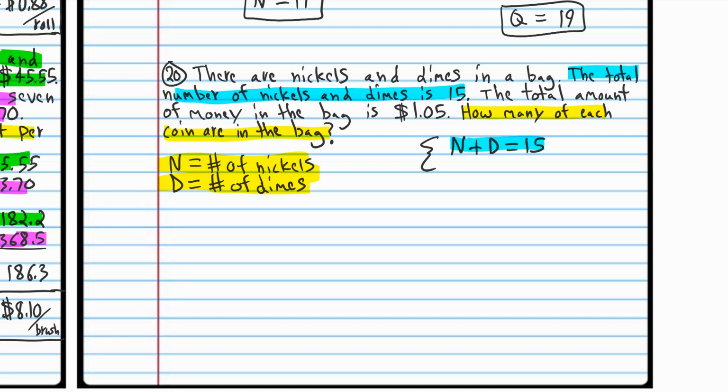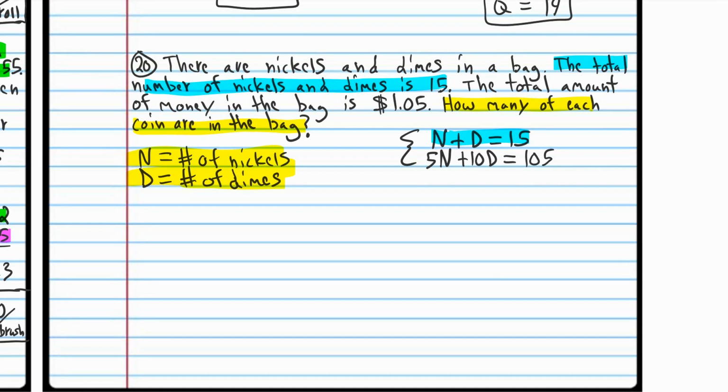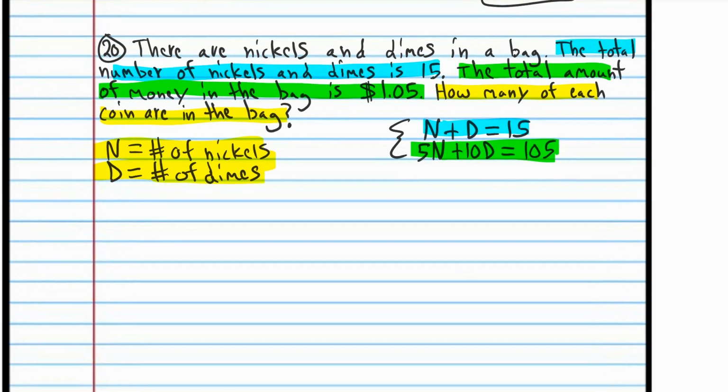The amount of money is $1.05. So again, 5 cents times the number of nickels plus 10 cents times the number of dimes. Dimes are 10 cents each. Equals 105. Not 1.05. It's 105 because we're dealing in units of cents, not units of dollars, because we want to avoid those decimals if we can.